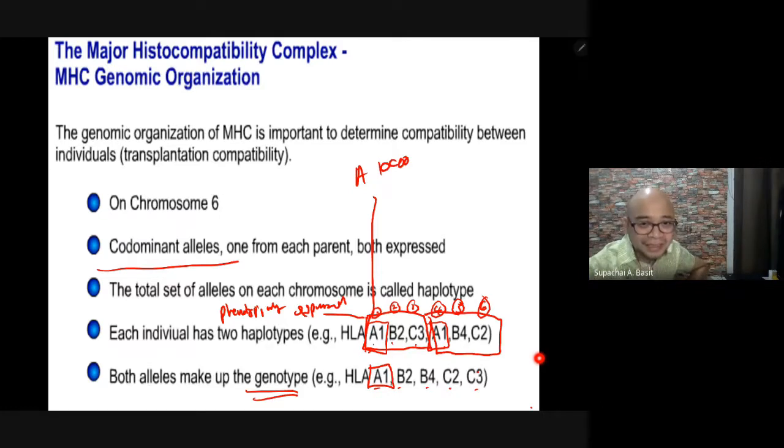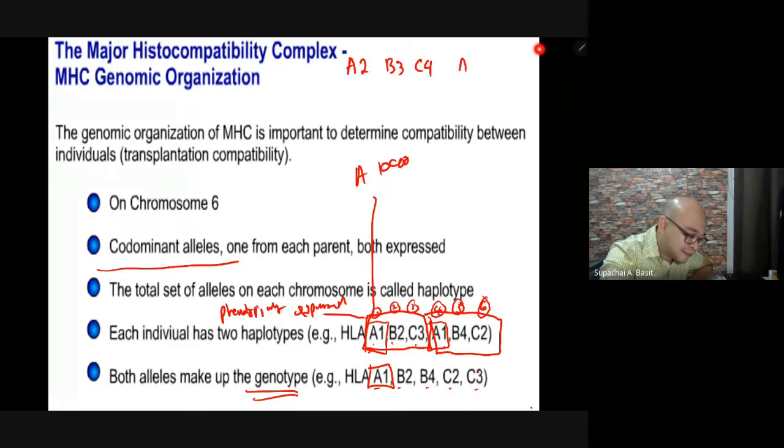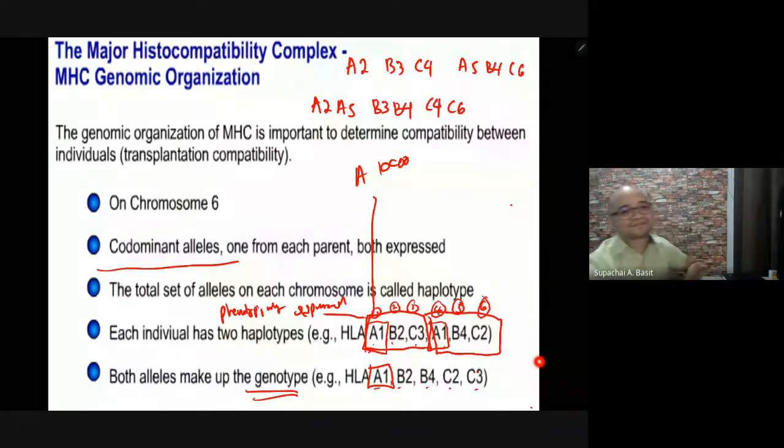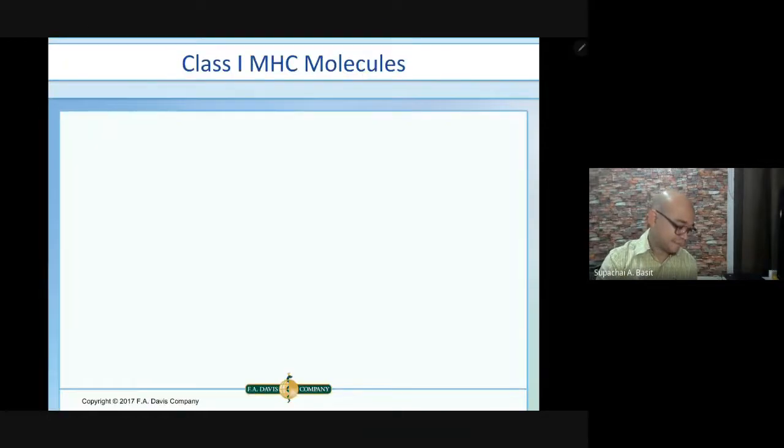I hope that's clear. However, let's say, for example, you get A2, B3, and C4 from the mother, and then you get A5, B4, and C6 from the father. Then your genotype would be A2, A5, B3, B4, and then C4 and C6. Okay, so that's how we express it. That's the genotype.